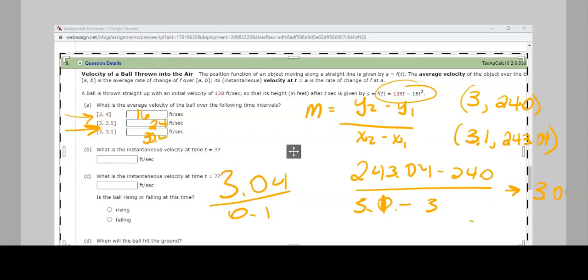So you'll notice that the closer my increments are, the faster it's going. Okay, because it's got to cover more distance. So what's my instantaneous velocity? So we're going to come back and finish this problem in a second.